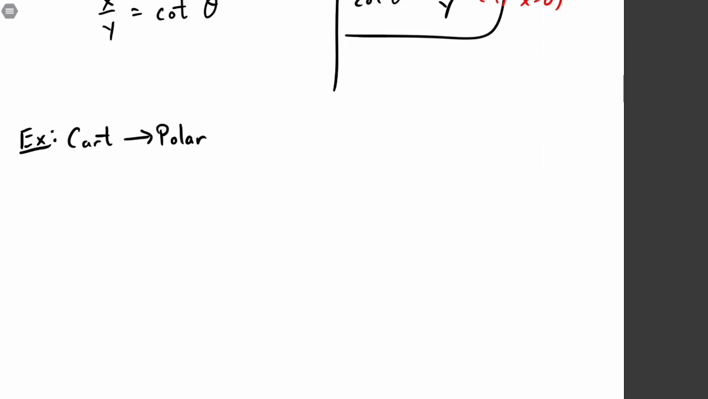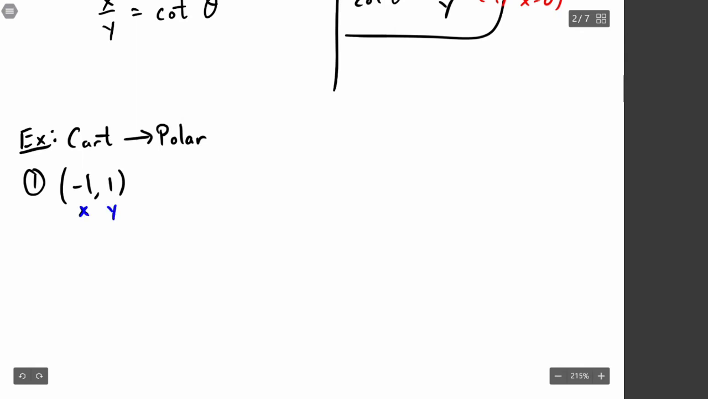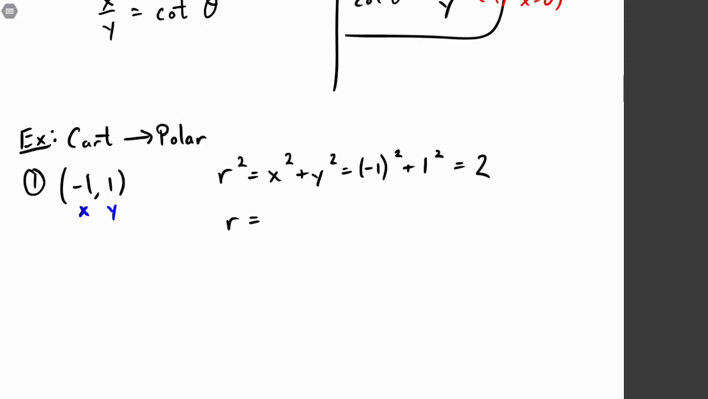Okay, so how do we do this? Well, let's look at the example -1, 1. Remember, this time this is x and this is y. So we know that r squared is x squared plus y squared. So this is -1 squared plus 1 squared. That's 2. So r, we can either use square root of 2 or negative square root of 2. Let's use just square root of 2. So we square root this whole thing.